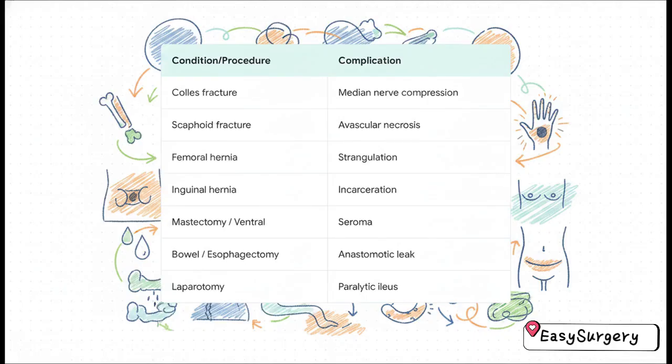Also, notice how a seroma is the shared complication for both a mastectomy with axillary clearance and a ventral hernia repair. And look, whenever you're dealing with bowel surgery or an esophagectomy, an anastomotic leak is your number one enemy, just like a paralytic ileus is for a laparotomy.